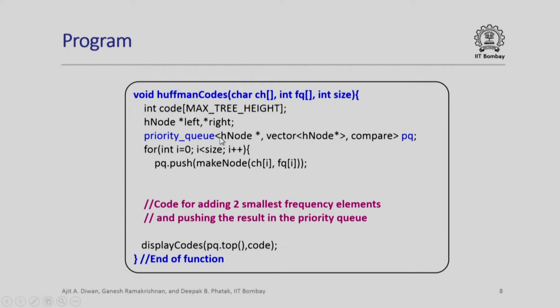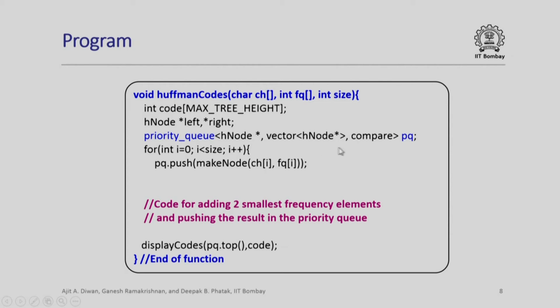Next, we come to the Huffman coding. Here we have the code max tree height as we have defined already. Now, we define the H node. Priority queue is the element that we use from the STL library. So, this priority queue has a template in which we define H node. There is a vector of H node and the compare function which defines the order for insertion into the priority queue.